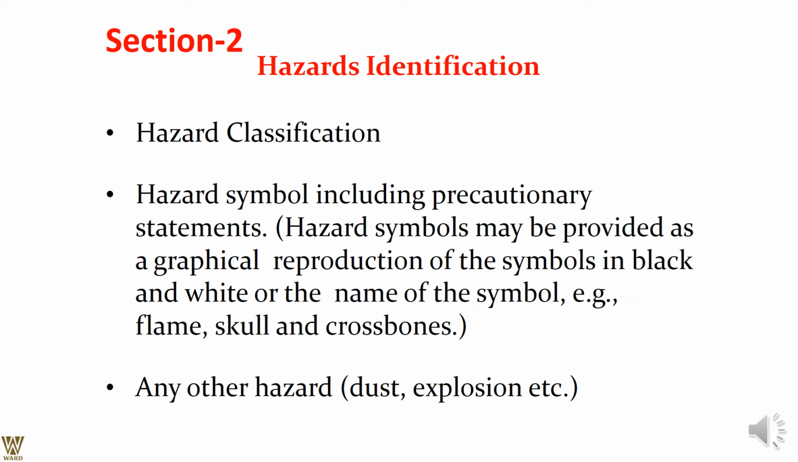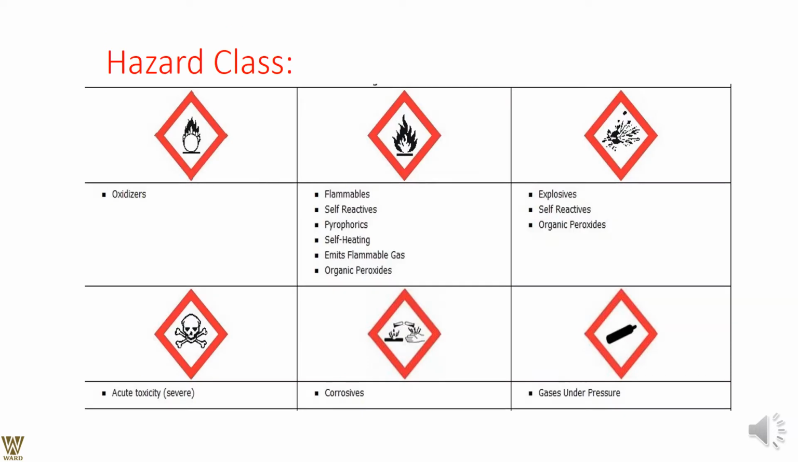Let us understand section 2. It is all about hazard identification. Now we are talking about classifying the hazard into different levels, a low level or an extreme level, and whatever classification comes in between. It might give a graphical reproduction of symbols in black and white. We will be talking about the pictogram representation in the subsequent slide. So any other hazard which relates to dust, explosions, and so on.